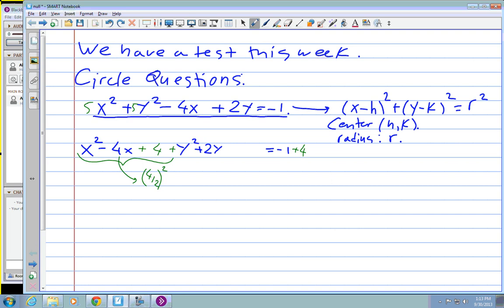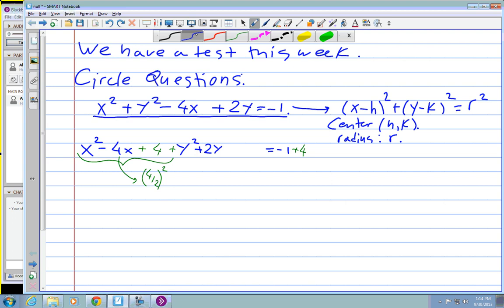But if it's not, the x squared and y squared have got to have the same coefficient. Otherwise, it won't be a circle. It'll be like an ellipse of sorts. And we haven't talked about that, so I'm not going to ask anything like that. Okay, so the circle questions will not have any coefficients.